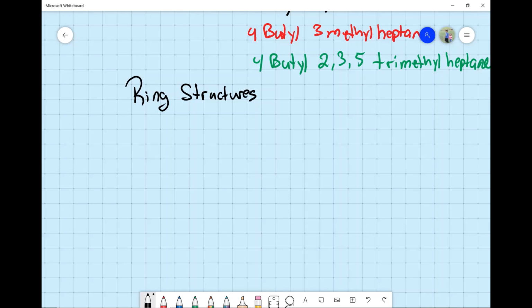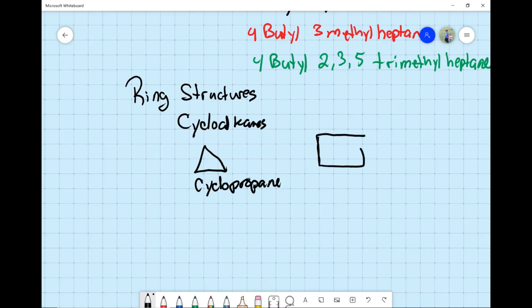But there are other cyclic structures that are not benzene rings or arenes, and they find their way into polymers as well. So there are more ring structures than arenes in the polymer world. And so ring structures, we're still talking about alkanes, recapping alkanes. So cycloalkanes, this one kind of looks like a triangle. So this is cyclopropane, cyclobutane would be more of a square.